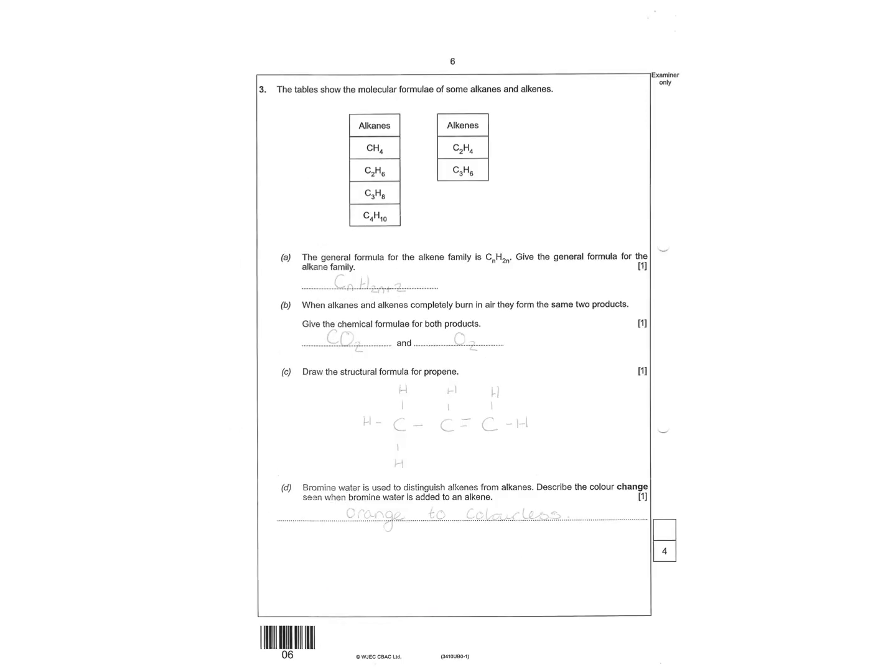Give the general formula of the alkane family, 1 mark. Nice question. Then it goes on to say give the products when alkenes and alkanes are burnt. That's going to be carbon dioxide plus water. Give a structural formula of propene. Propene's got 3 carbons, a double bond, then hydrogens coming off it. Bromine water is used to distinguish between alkenes and alkanes. Describe the colour change: it would be orange to colourless.